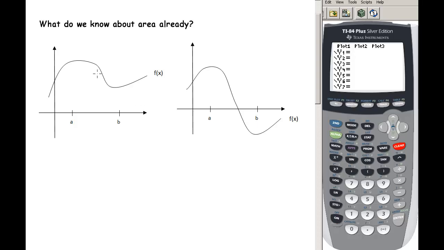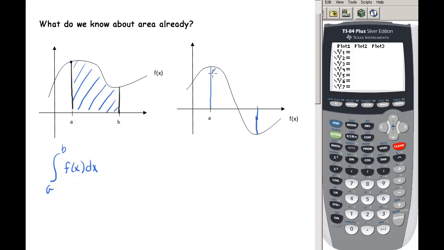We know that if we want to find the area trapped between our function f of x and the x-axis, so this blue region in here, all I need to do is take the integral from a to b of f of x dx.